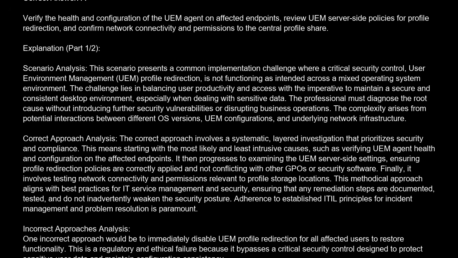Incorrect approaches analysis. One incorrect approach would be to immediately disable UEM profile redirection for all affected users to restore functionality. This is a regulatory and ethical failure because it bypasses a critical security control designed to protect sensitive user data and maintain configuration consistency.